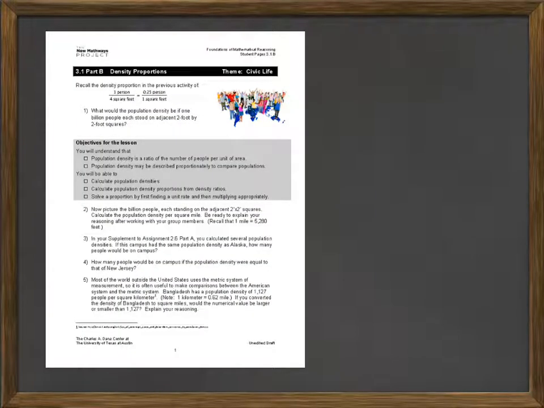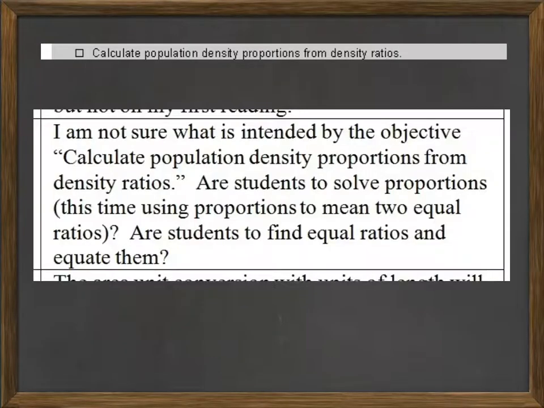The third comment I had from lesson 3.1 that was student-centered, or a third one anyway, came from one of the objectives. This is 3.1 part B. In the gray box, one of the comments was calculate the population density from density ratios. I wasn't sure what density ratios was, so I thought students might not be sure what density ratios are even after they completed the lesson. I'm not expecting students to necessarily know what the objectives mean before the lesson starts, but my hope is that by the end they would be able to understand it, and so I thought some cleanup of the language somewhere in the unit might be appropriate.